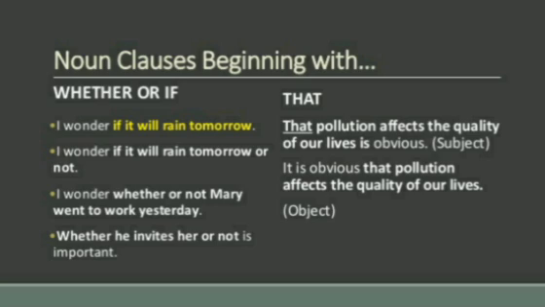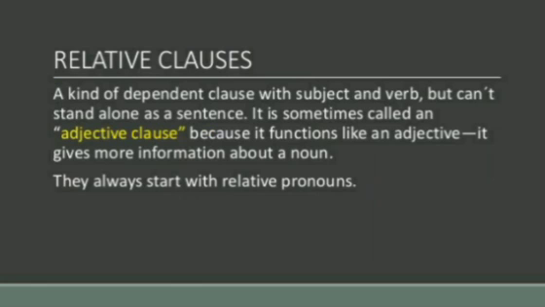That pollution affects the quality of our lives is obvious. Here the noun clause is used as a subject. It is obvious that pollution affects the quality of our lives. In this sentence, the noun clause is used as an object. So you can see that noun clauses can be used as a subject and as an object too.